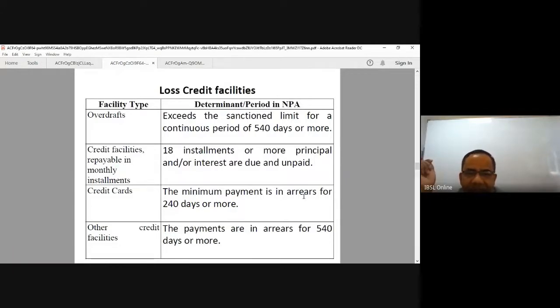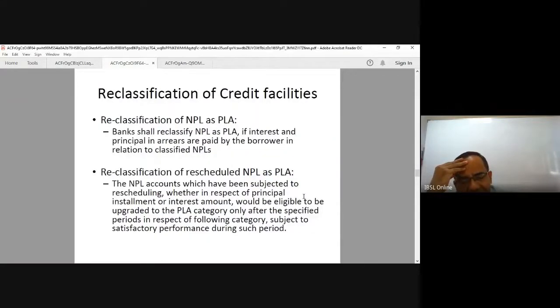For credit facilities, normally monthly installments, more than 18 installments, that's about 1.5 years. More than 18 installments overdue, that's loss. Credit cards more than 240 days overdue, all the banks will have to fully make the provision. For other credit facilities also, if payment is in arrears from the due date for over 540 days, it's called loss, so you will have to fully provide for that.